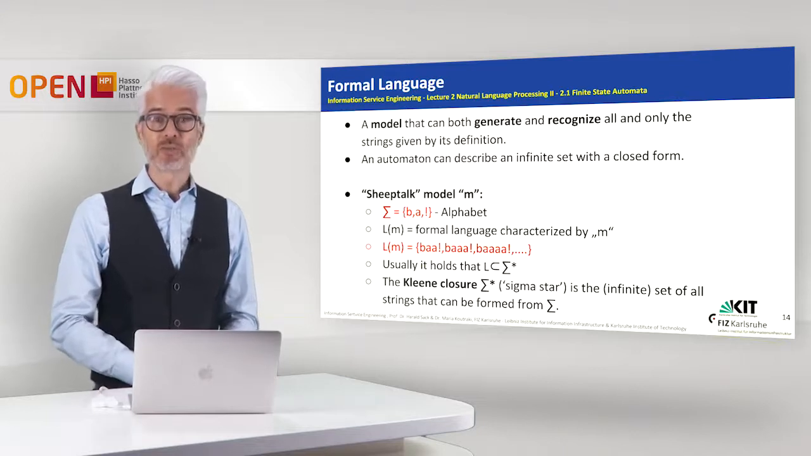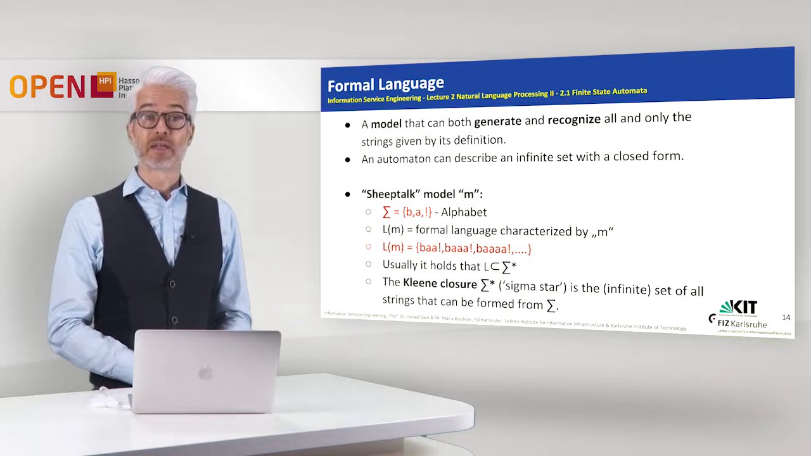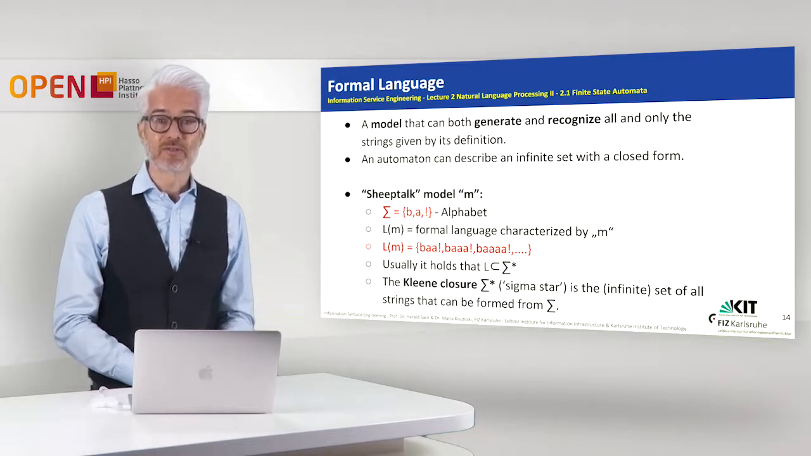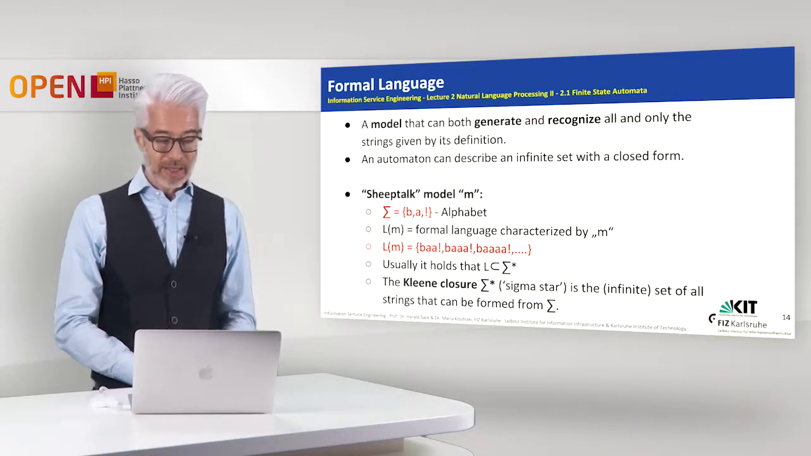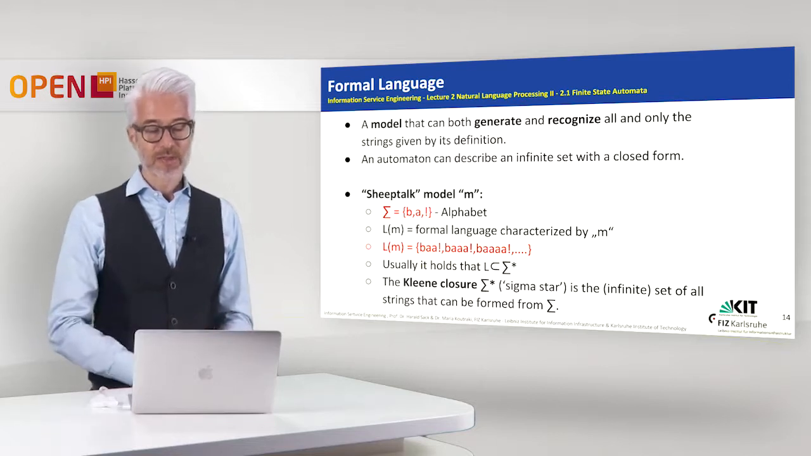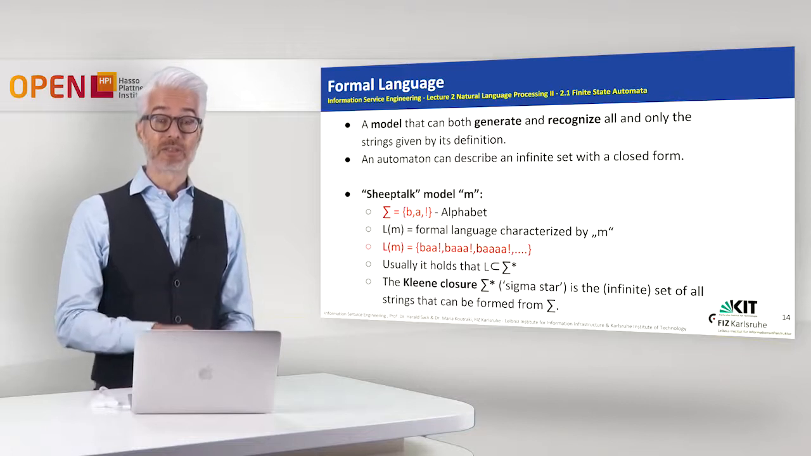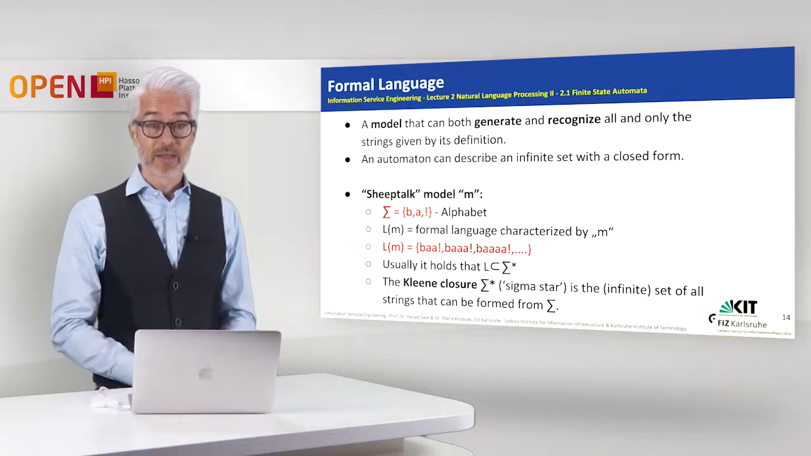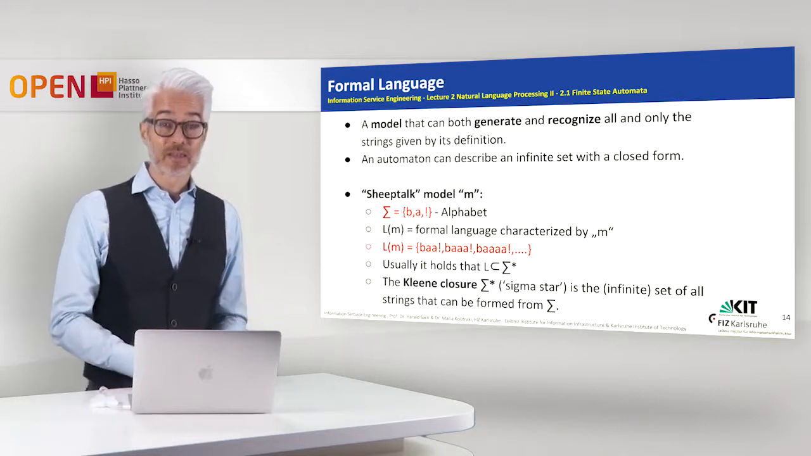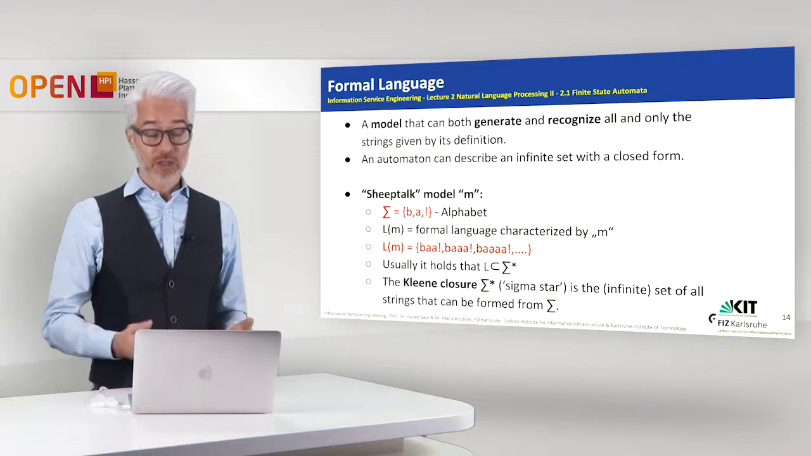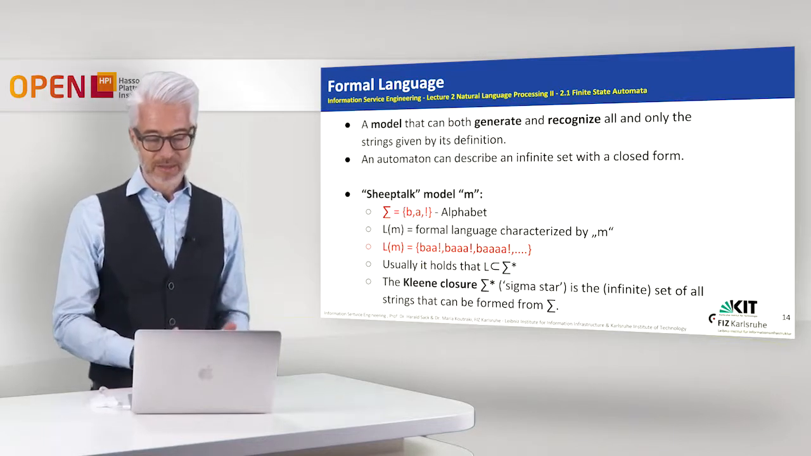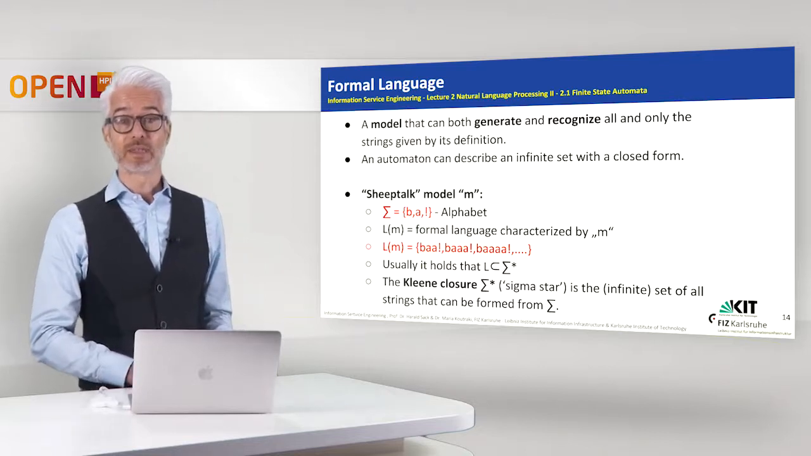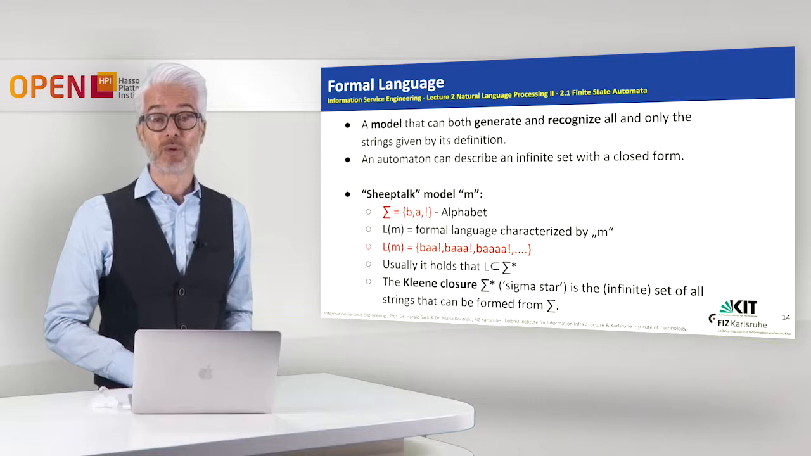So you see here next the sheep-talk model M, which is defined via the input alphabet, that is sigma, consisting of B, A, and an exclamation mark. And then you define the formal language L of the model M. This is the formal language characterized by the model M. And this language, again, you can write as a set, and there you put in all the strings that can be created with the help of the definition of exactly this kind of automaton. And this language then usually is a subset of the Kleene closure of the set of all potential possible strings which can be generated based on the input alphabet. So this is the Kleene closure, as you see here. It's also referred to as sigma star, the infinite set of all strings that can be formed from sigma.